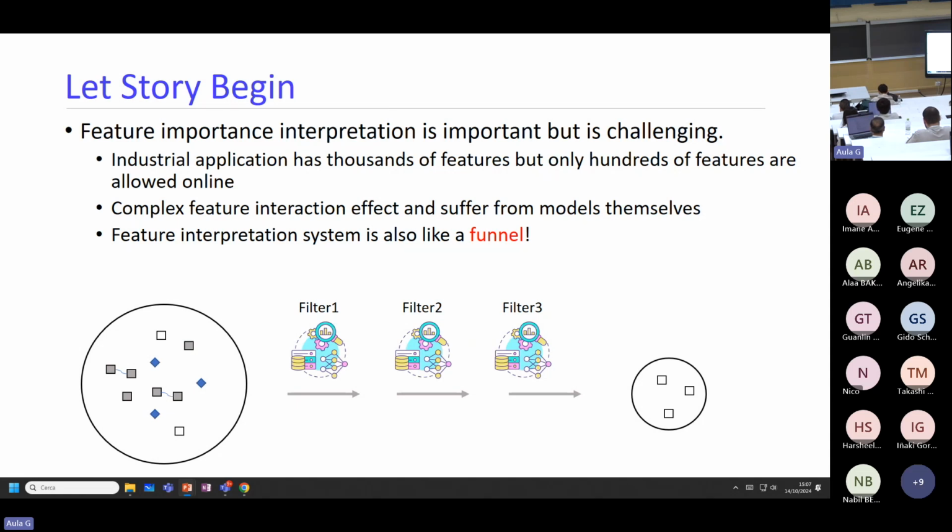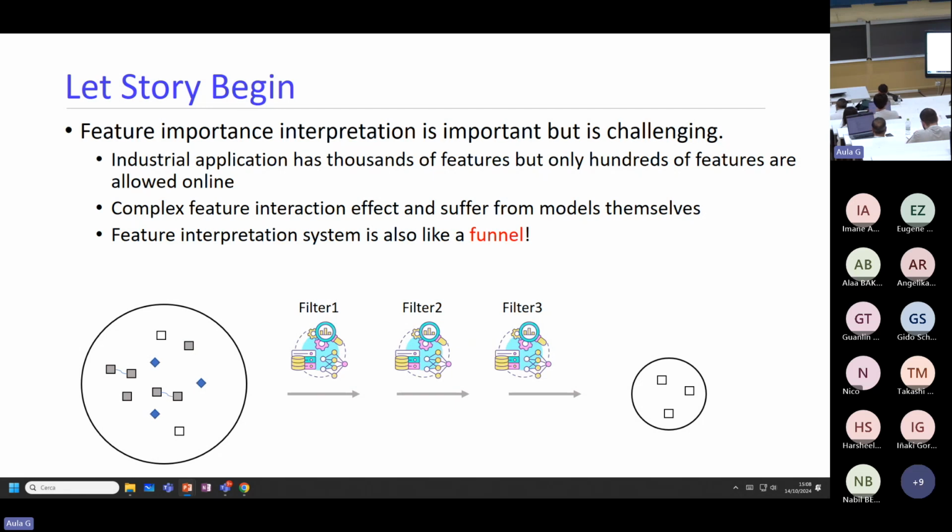Thus, a feature interpretation system acts like a funnel. It filters through many features to identify the most relevant ones for effective online use. This process helps optimize model performance and ensures that the insights gained are clear and actionable.